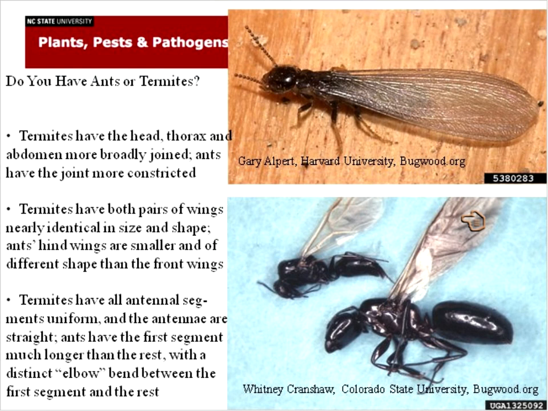A third feature distinguishing termites from ants is that the antennae are relatively short, the segments are uniform in size and shape, and the antennae are fairly straight. Ants, and it's not real clear in this picture, but it will be in subsequent pictures, have what's called an elbowed antenna. The very first segment here is quite long. It's nearly as long or even longer than all the rest of the segments put together. And there's this elbow bend at the joint between the first segment and all the rest of the segments.